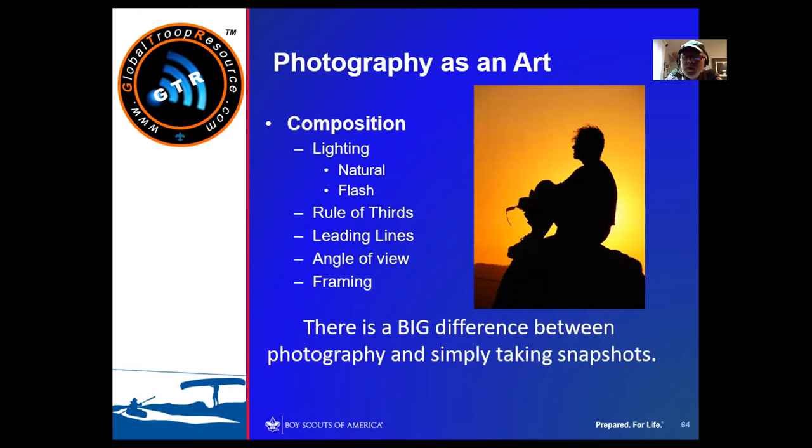And you should know that there is a big difference between photography and simply taking snapshots. When you're doing photography, you understand either the science and the art, or at least the artistic element of it. When you're simply taking snapshots, you're just sort of clicking any which way and then hoping for the best.